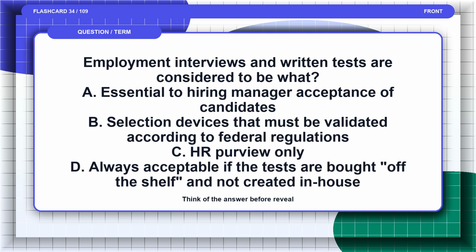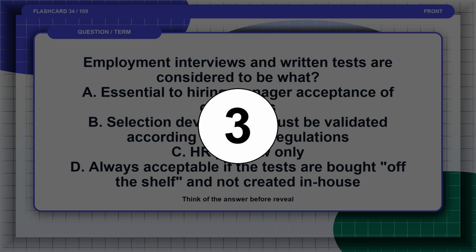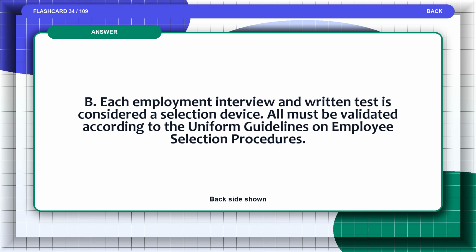Flashcard 34. Employment interviews and written tests are considered to be what? A. Essential to hiring manager acceptance of candidates. B. Selection devices that must be validated according to federal regulations. C. HR purview only. D. Always acceptable if the tests are bought off the shelf and not created in-house. Pause and think of the answer before the reveal. The answer is B. Each employment interview and written test is considered a selection device. All must be validated according to the Uniform Guidelines on Employee Selection Procedures.